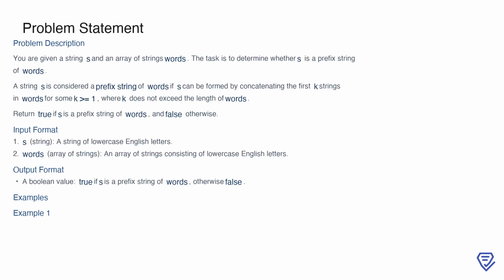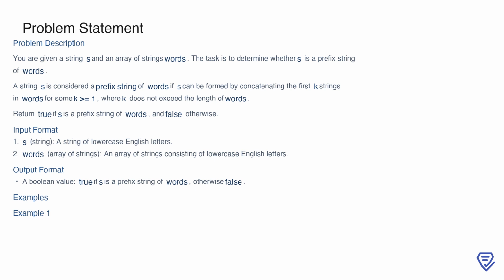In this problem, we are tasked with determining if a given string, denoted as S, is a prefix string of an array of strings called words. A string S qualifies as a prefix string of words if it can be formed by concatenating the first k strings from the array, where k is a positive integer and does not exceed the length of the array. Essentially, we check if combining the initial elements of words in order can construct the string S.